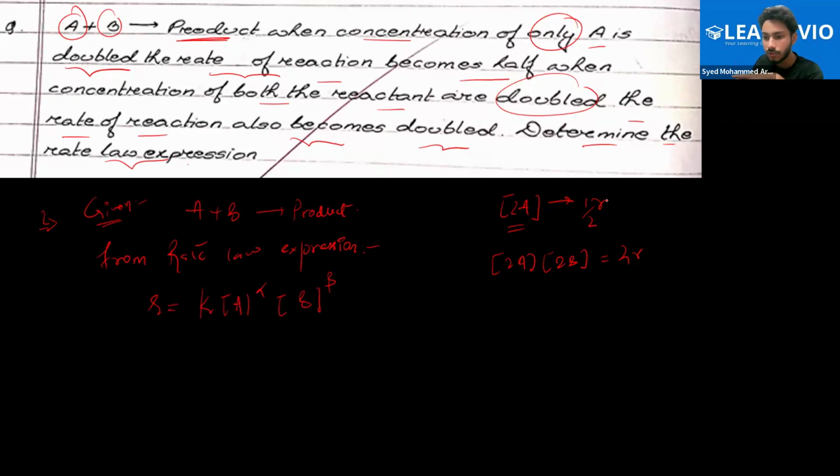Now observe here. If the concentration of only A is doubled, what will happen with the rate of reaction? It halves. It becomes half. So what is happening with A? Let's take an example. If the power of A is 1, then the rate should be doubled. If the power was 1, then the rate would be doubled.